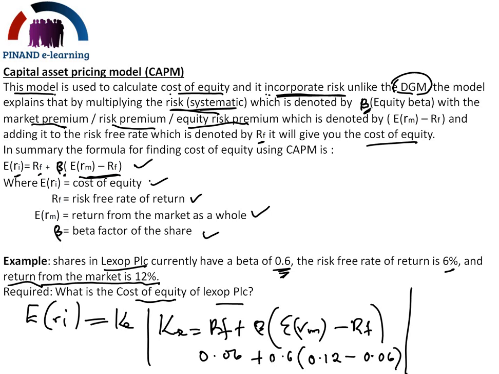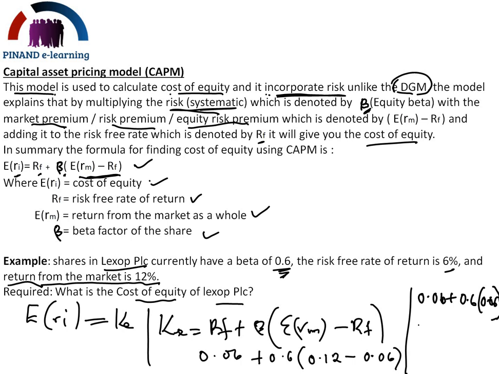What you have in the bracket, this 0.12 minus 0.06, will give me, let me say, 0.06 plus 0.6 into bracket 0.06. Sorry, trying to manage the space.